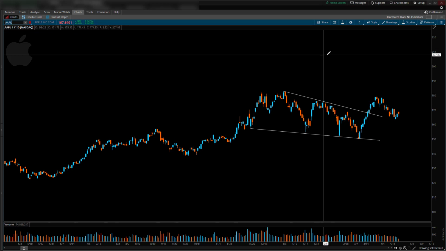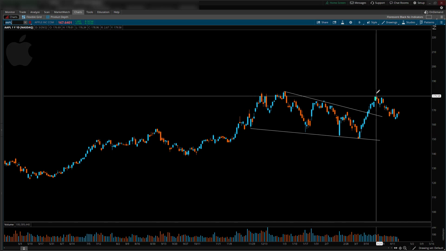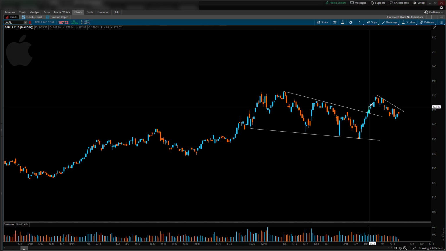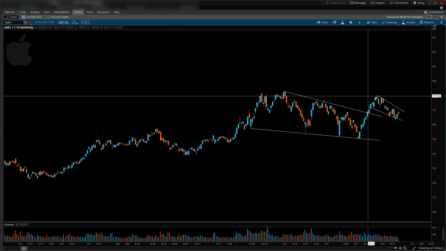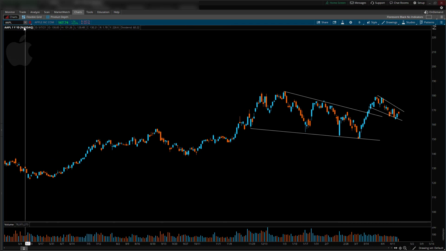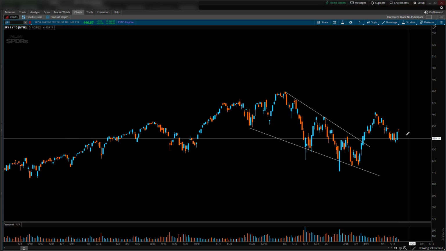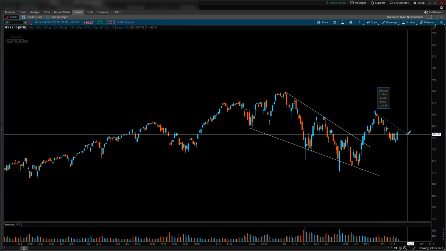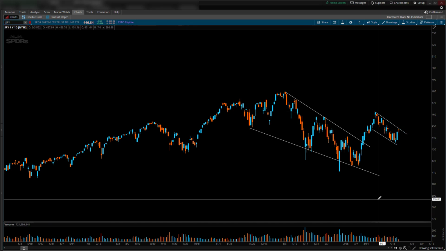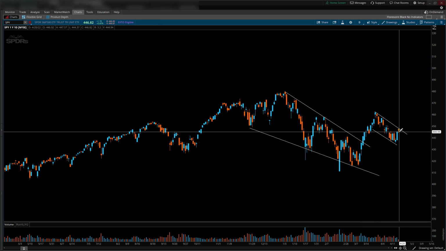You can see right over here, Apple right now kind of has a possible bull flag, right? So you have a flag. We'll have to see if it goes and breaks out. But then if I go over to SPY, look at the SPY. Same thing, right? So that's where finding out what's going on with SPY overall, then you could look at Apple.